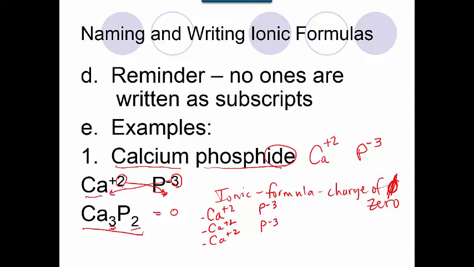Now, if we look at our total plus charges, what is +2, +2, and +2? That gives us a +6. What is a -3 and a -3? Well, that's a -6. +6 and -6 give you 0. Okay, a charge of nothing. So by taking the charge on calcium and dropping that number down behind phosphorus, and taking the charge on phosphorus and dropping it down behind calcium, you are always going to get your charges to balance to 0 if you do it that way. Always. It has to equal 0 or your formula is incorrect.